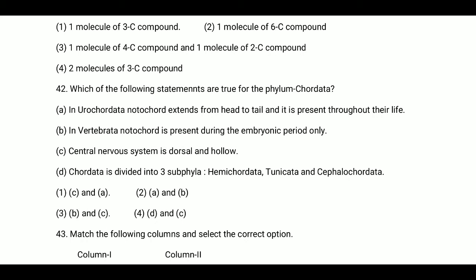Then D, Chordata is divided into 3 subphyla. It is also wrong. It is divided into 4 subphyla. Okay. Actually, Hemichordata is now included in non-chordata. So 3 subphyla only, but they are not Hemichordata. It starts from Tunicata, Cephalochordata and Vertebrata, not Hemichordata. So the D option is also wrong. B and C are right. So third option will be the right answer.